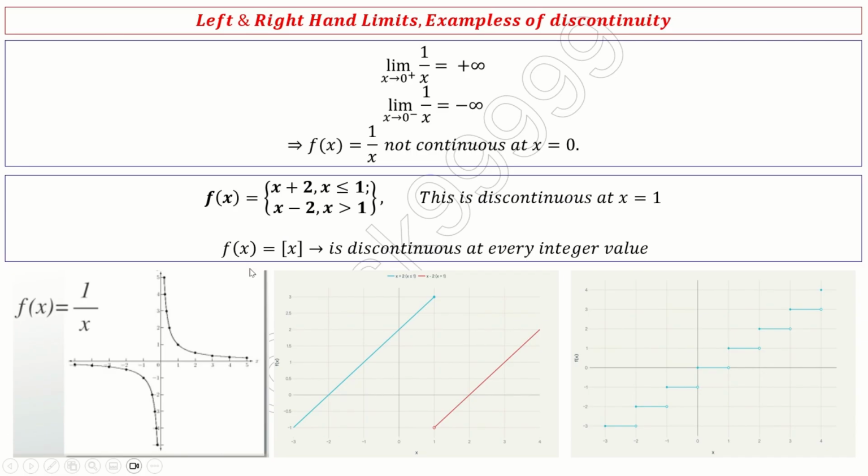Similarly, if you look at the GIF or step function, f of x equal to GIF of x, that is the greatest integer function. Between two integers, this is a straight line. But at the integer value, it will have a jump because LHL will be the lower integer and RHL will be the higher integer, correct? So there is a jump at every integer value. So the GIF of x is discontinuous at every integer value. This is what you should understand about limits and continuity.